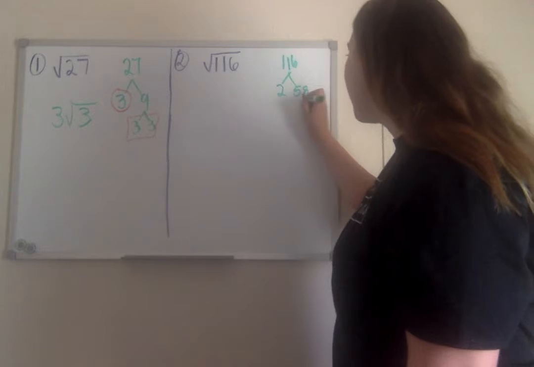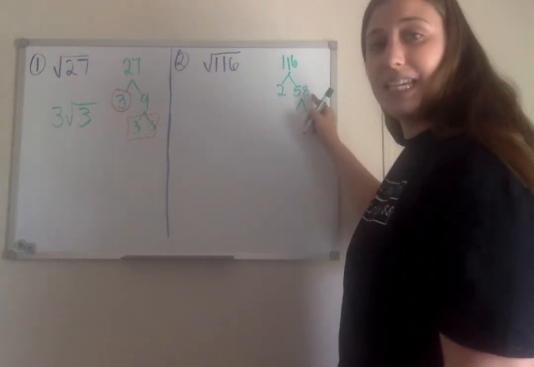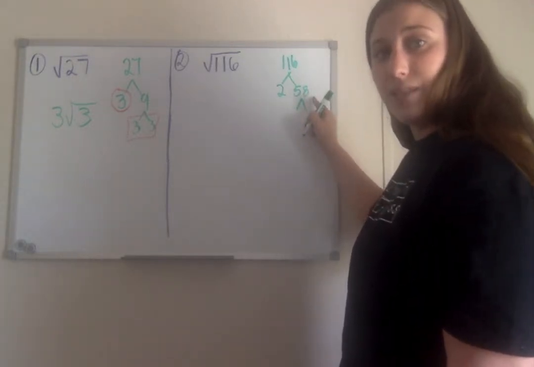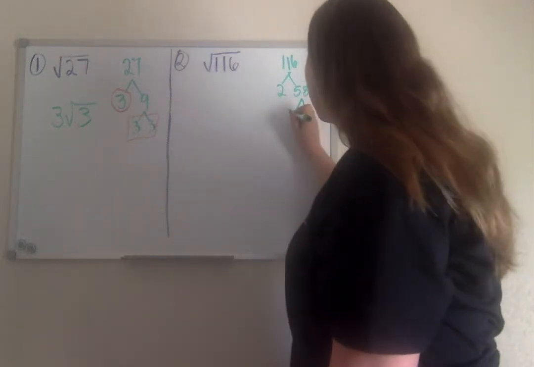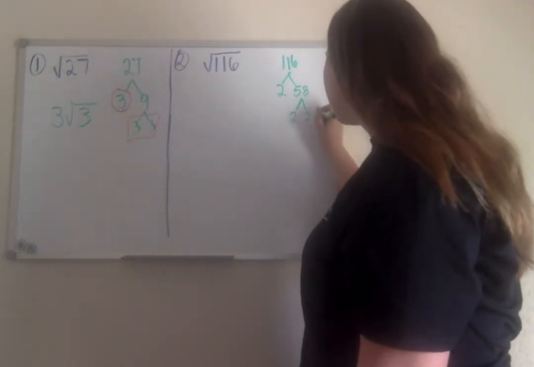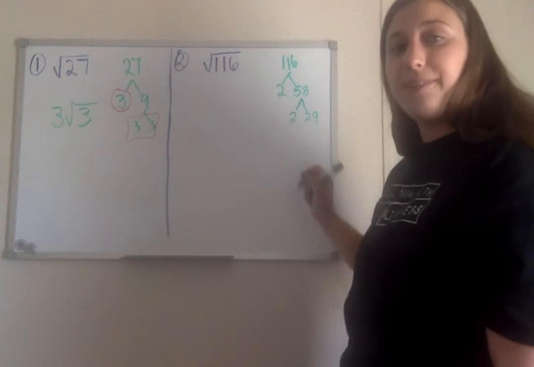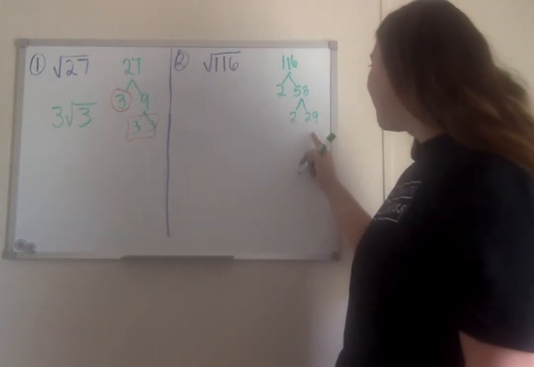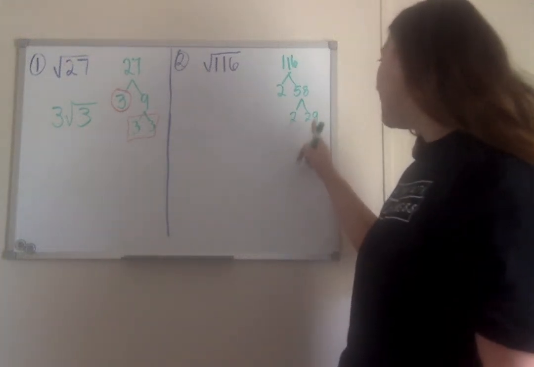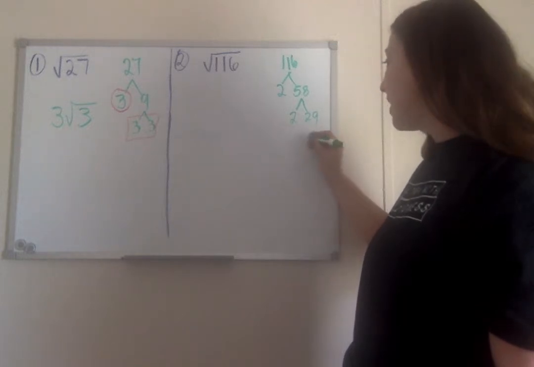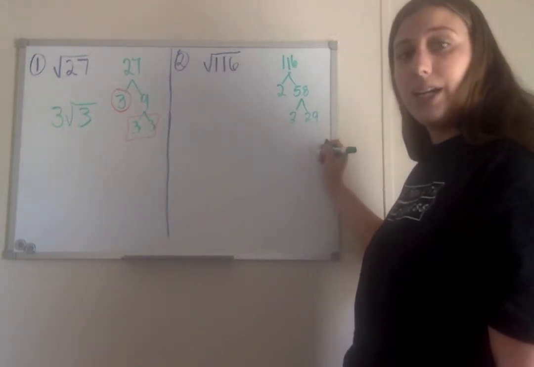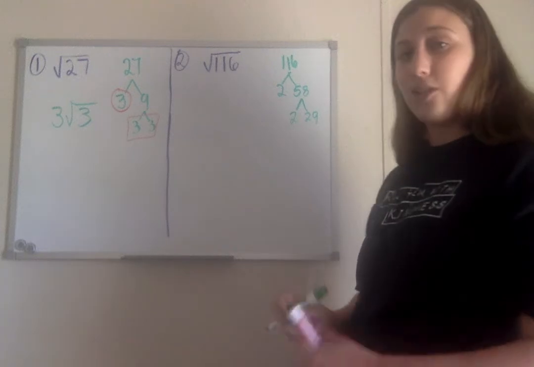And then 58, again, I recognize as an even number, so I know that it's divisible by 2. Specifically, 2 times 29 is what gives us 58. Right, now, 29 is a prime number. Nothing else multiplies to give us 29, so that is the end of our factor tree.